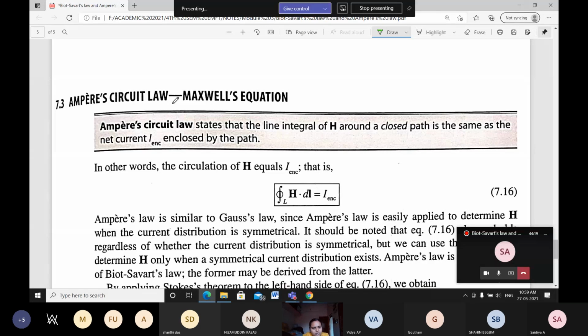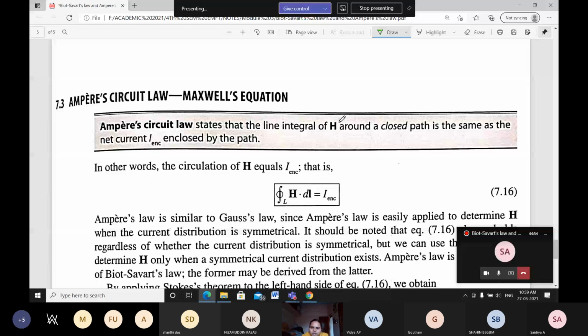What is our Ampere circuital law stating for us? It states that the line integral of magnetic field intensity around a closed path, it is not any closed way, is the same as the net current, that is I enclosed by the path. H, the magnetic field intensity around the closed path, is the same as the current that is enclosed by that path.